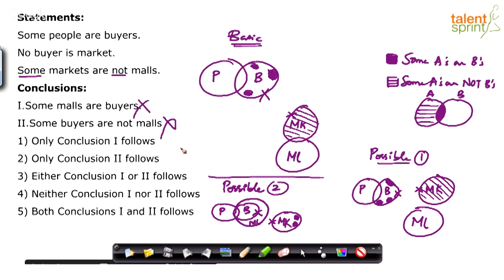So this is wrong. Again, understand, conclusion 2 satisfied the basic diagram. It satisfied the first possible diagram, but it did not satisfy the second possible diagram. That is the reason it is wrong, because a definite conclusion is true if and only if it satisfies all the diagrams. So 1 does not satisfy the basic diagram itself. 2 does not satisfy one of the possible diagrams. So neither 1 nor 2 follows. Option 4 is the answer.